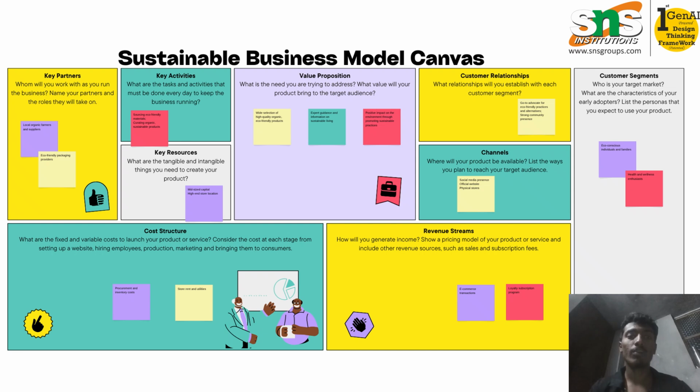Now I am going to explain the Sustainable Business Model Canvas. There are the 9 stages.